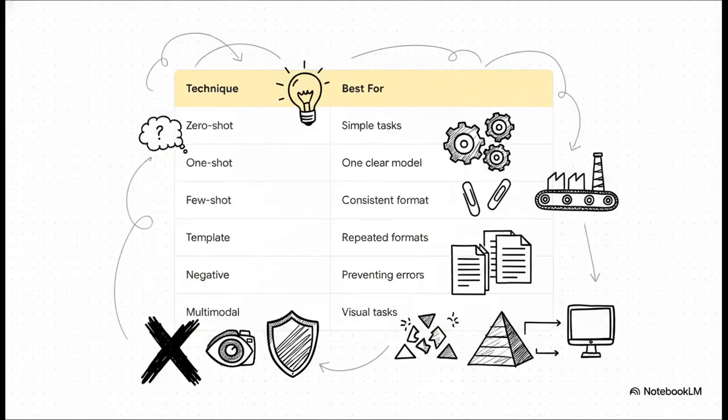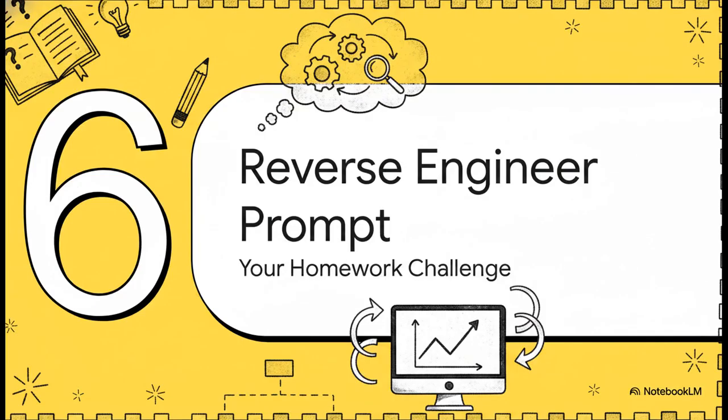So let's summarize everything we've covered today with this ultimate cheat sheet. You can see exactly when to use zero shot for simple tasks, few shot for consistent styling, templates for repeated documents, negative examples to block errors, and multimodal for complex or visual tasks. Seriously, feel free to pause the explainer right now and take a screenshot of this. It's a total lifesaver. Finally, part 6, reverse engineer this prompt.